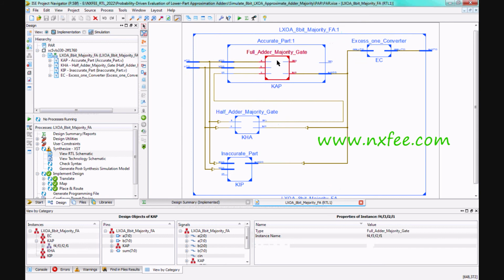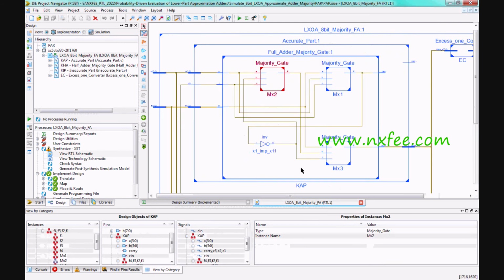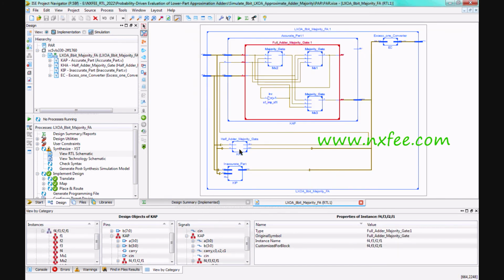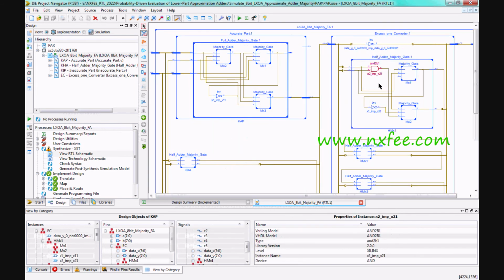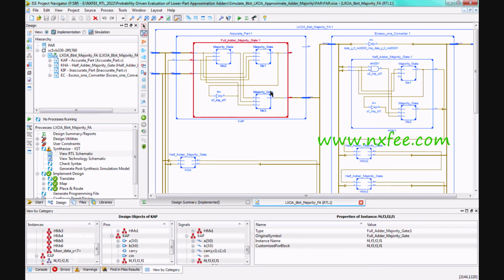Okay, so this accurate part will be present with the full adder majority gate. Okay, you can check the full adder majority gate architecture here. So 3 majority gates will be present in the full adder architecture, and the half adder majority gate, you can check it here. This is an XS1 converter, and half adder majority gate you can check here. This is a half adder majority gate, and this is a full adder majority gate.